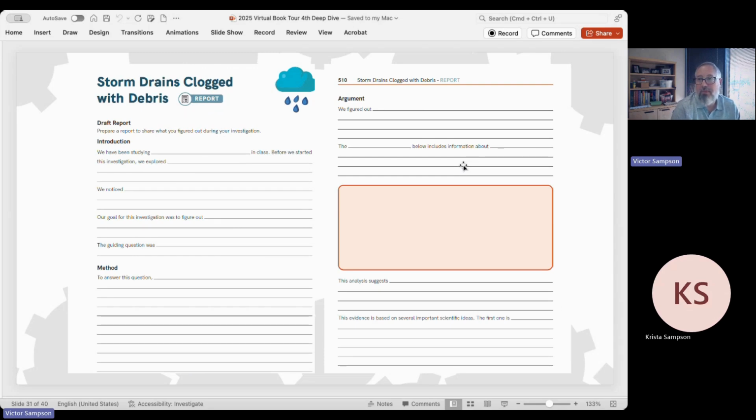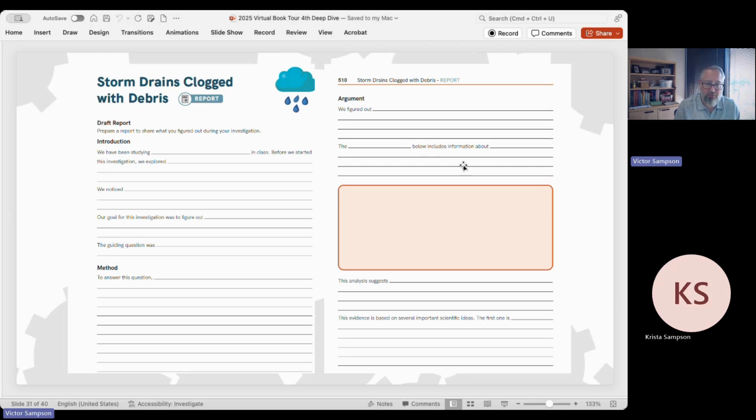Then finally, the last step of the investigation is we have each student on their own write a report to share what they figured out. The report is basically one piece of paper, two sides. It starts off with an introduction, which is what were they trying to figure out? What's your question? Then there's a method, what they did to answer that question. And then finally, there's an argument, which is what they learned.